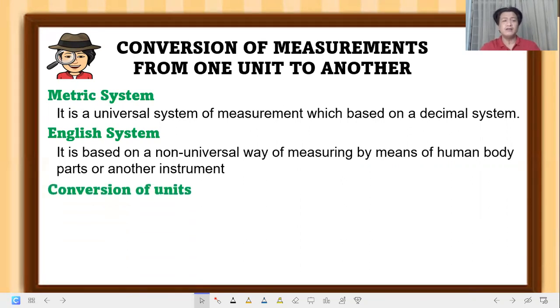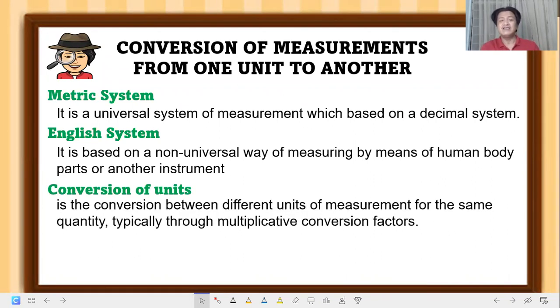So, what is conversion of units? Kaya mag-define natin, it is the conversion between different units of measurement for the same quantity, typically through a multiplicative conversion factor. Ibig sabihin niya, gagamitin natin ang conversion of units to change the unit of measurement.